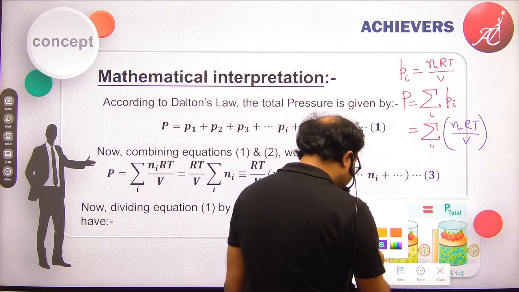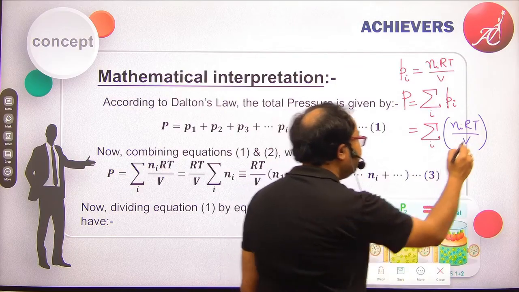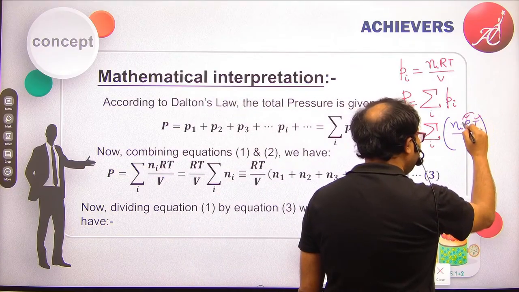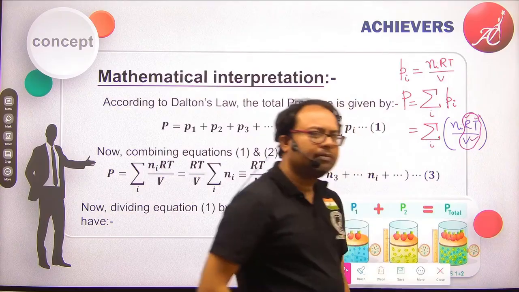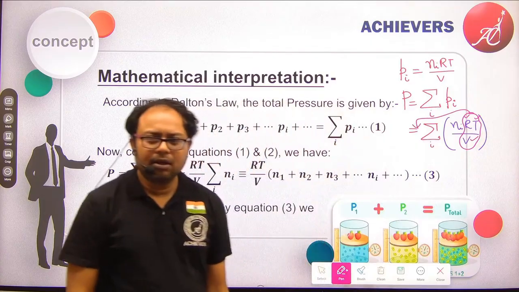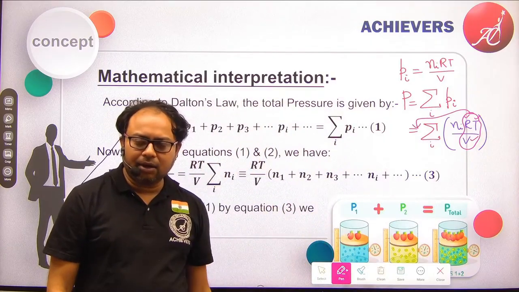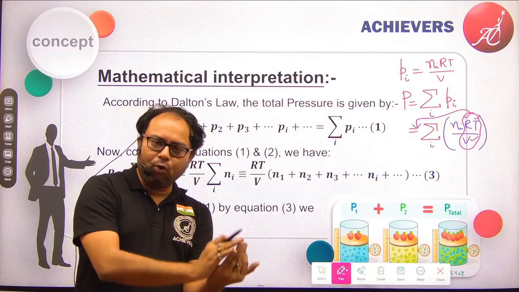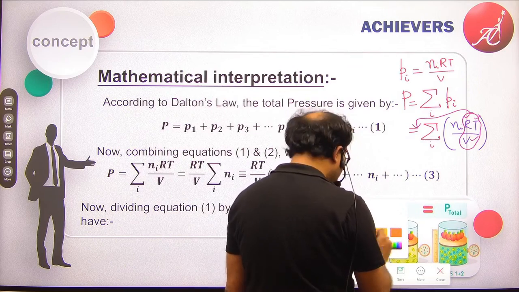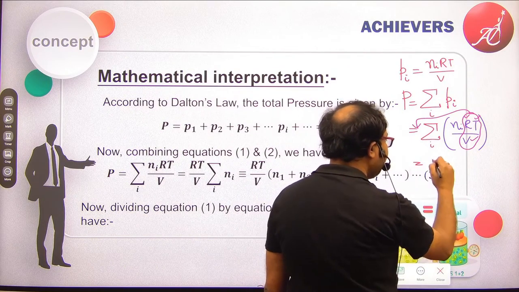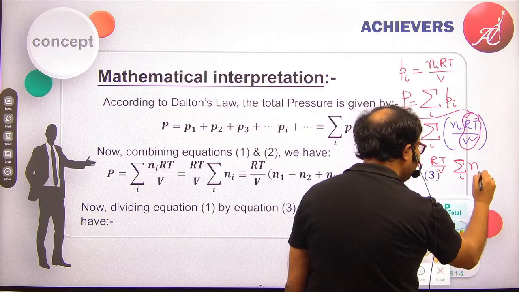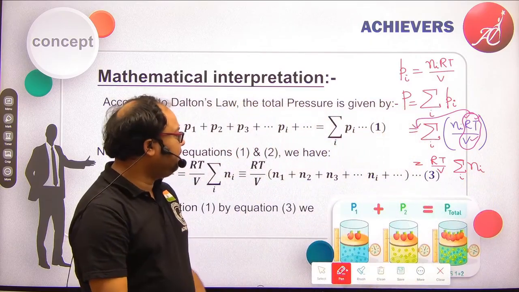And we all know that T is constant, V is constant, and R is the universal constant. So RT by V is a constant. And this constant would definitely be pulled out of the summation series. So if you pull out the constant, what you are getting? RT by V multiplied by summation over Ni.